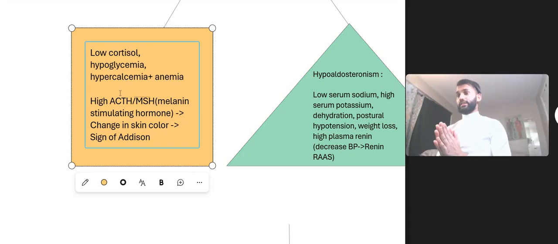The other thing you'll see is the melanin stimulating hormone, and I want you to pay attention to that because that could be a really good question. Melanin stimulating hormone will be elevated, which is why the color of the skin changes, and that's why we call him the poster child. The classic sign of Addison is the change in color.